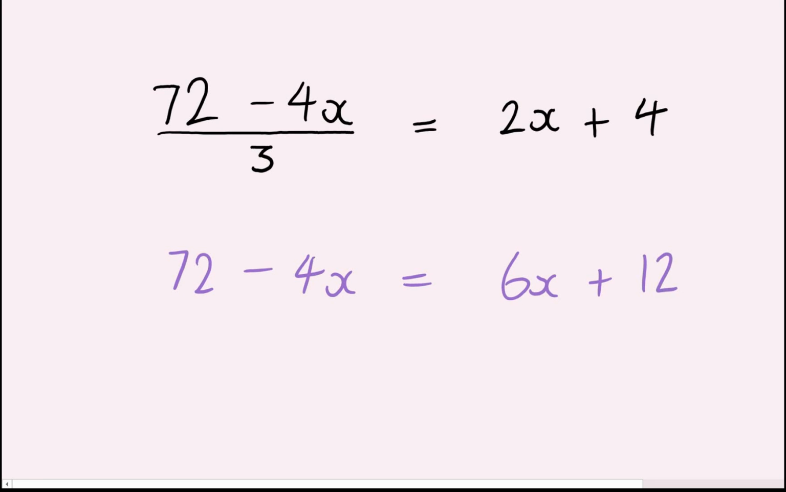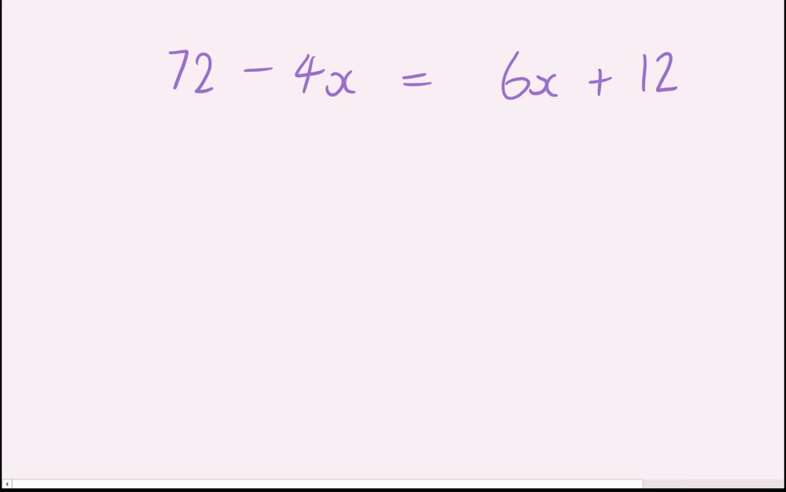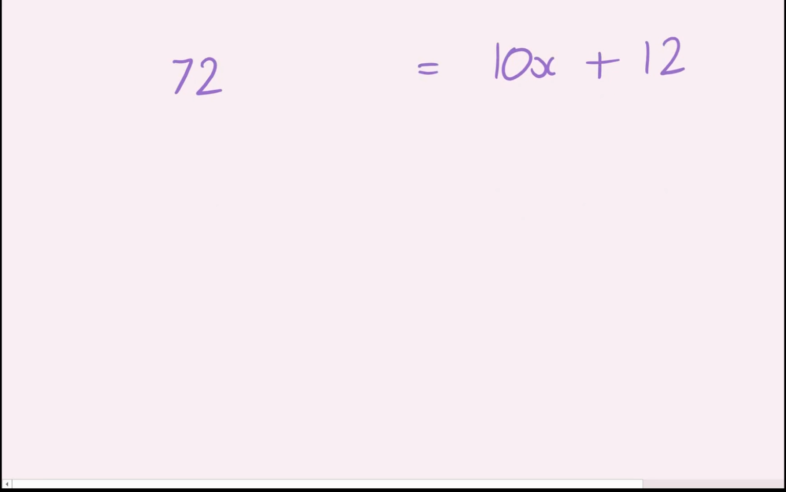Going about it the same way, I've got most of my x's here, so I want to get rid of minus 4x. The opposite of minus 4x is plus 4x, so my next line is going to be 72 equals 10x plus 12. Then it's just what we've been doing for quite a while now. Get rid of the plus 12 by taking it away from the other side. 10x is 60, which tells you that x is going to be 6.